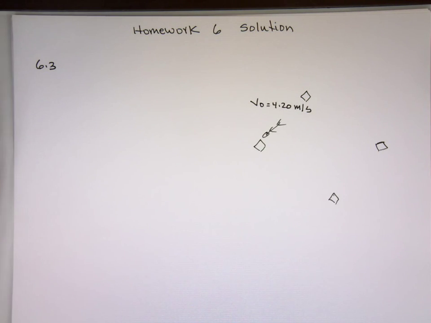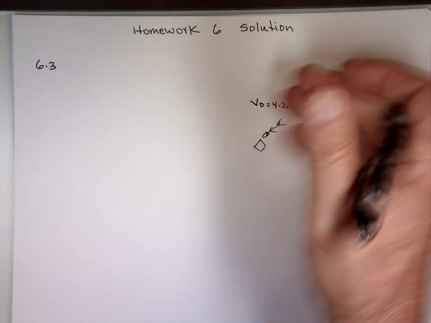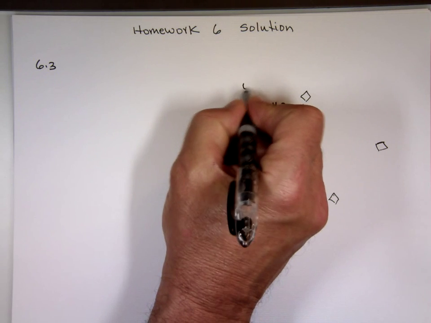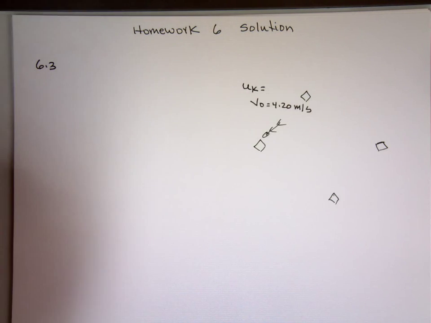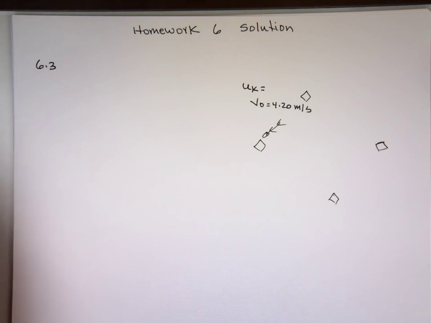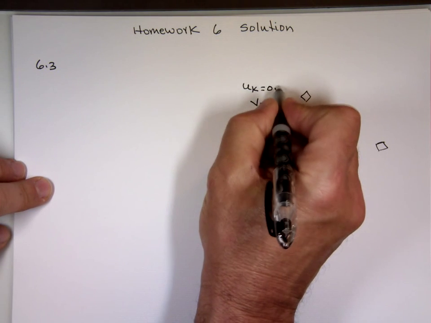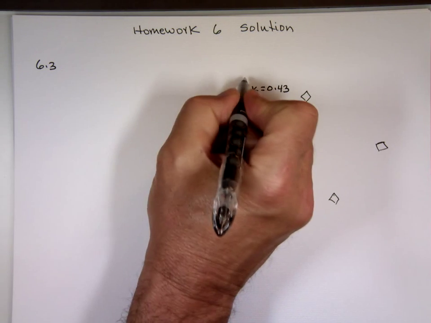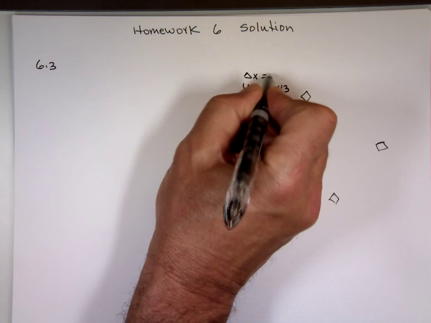A baseball player slides into third base with initial speed of 4.2 meters per second. If the coefficient of kinetic friction, you're sliding, that means you're moving, so it can't be static friction, kinetic friction. Mu k, the coefficient of that between the player and the ground, is 0.43. How far does the player slide before coming to rest? How far? What is delta x equal to?